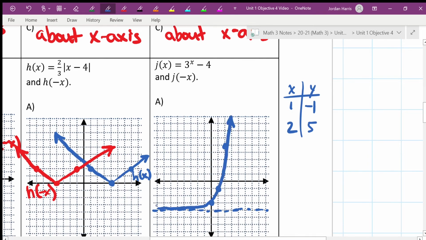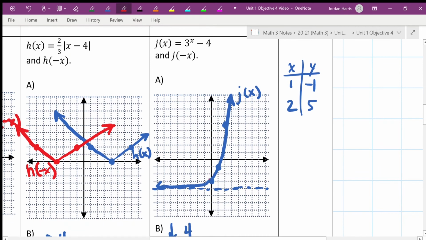And there we go, drawing my arrows. And that would be j of x. Now we reflect across the y-axis. So our asymptote actually stays the same, right? If I flip this, it's still the same spot. This spot is on the y-axis, so that's still there.